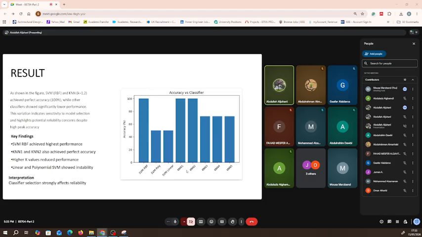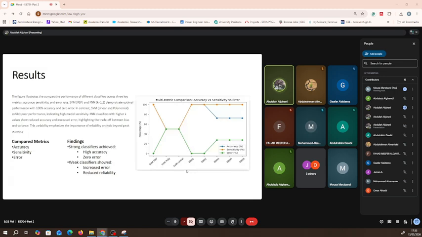Also, we try to compare the accuracy, the sensitivity, and the error of the classifiers. The figure illustrates the comparison between the performance of different classifiers across three key metrics, which are the accuracy, the sensitivity, and the error rate. For the support vector machine and k equals one and two, they achieve high accuracy and zero errors.